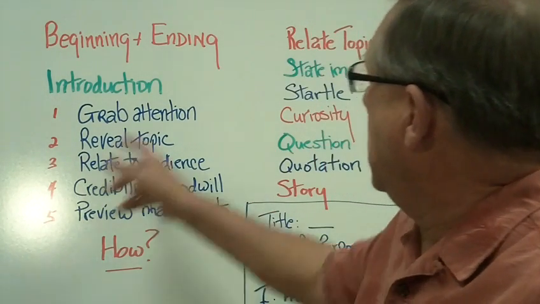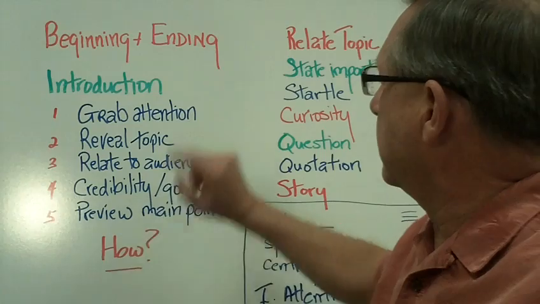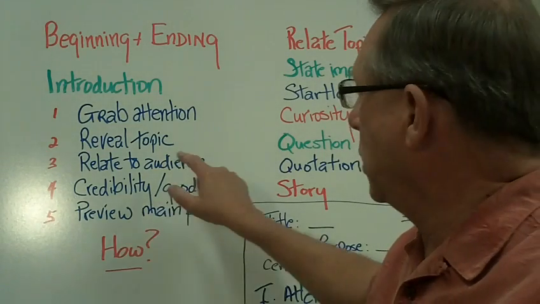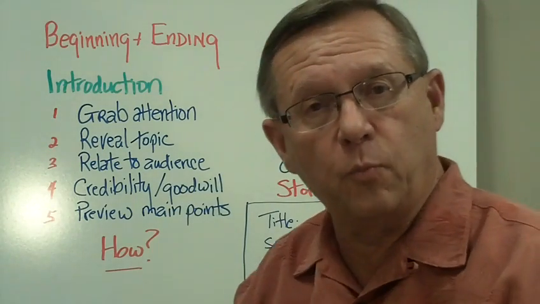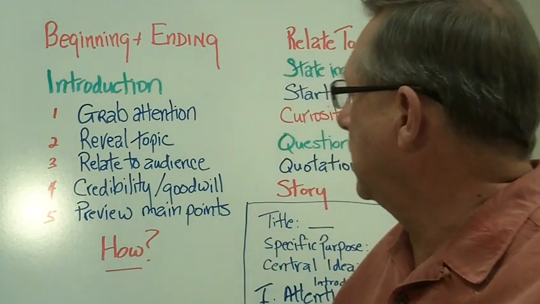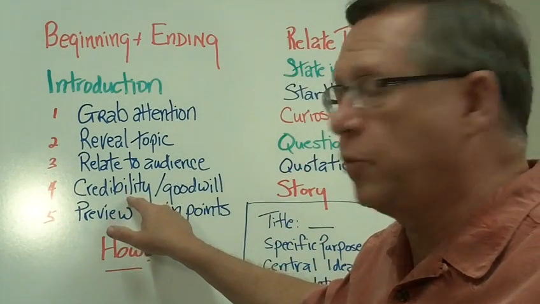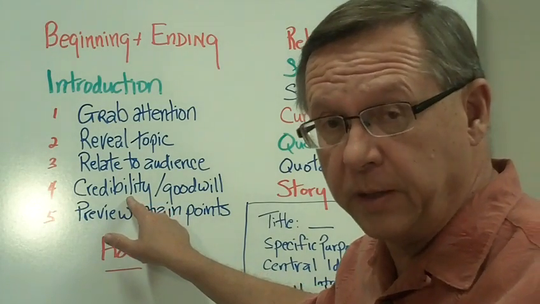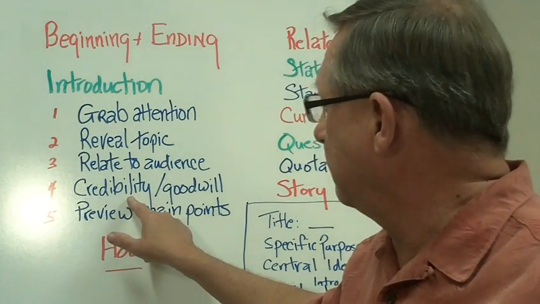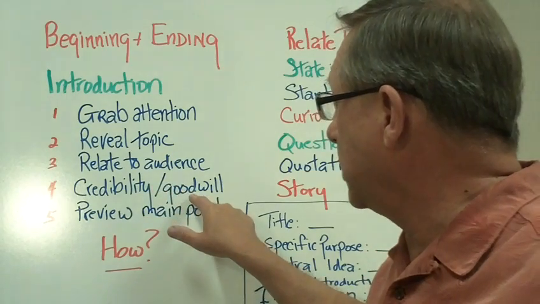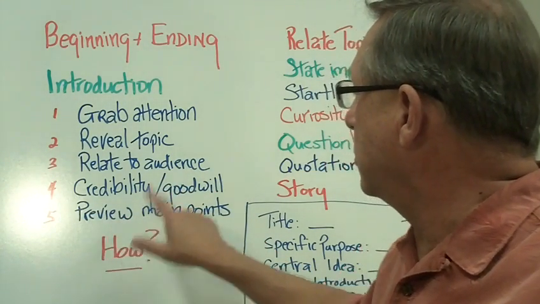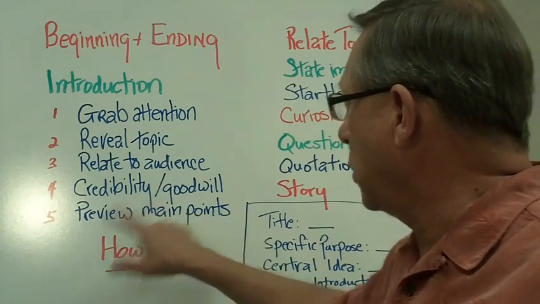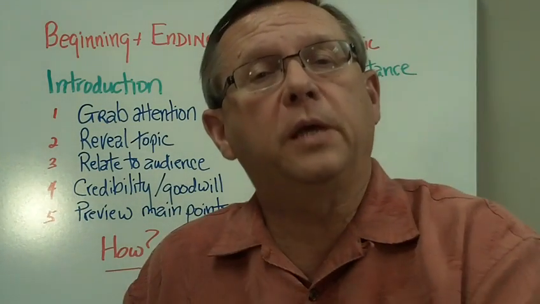speech. The next thing we want to do is reveal the topic. We want to relate the topic to the audience, show them why this is important to them. We want to establish your credibility or why you're qualified to speak on this subject. And in our persuasive speech, establish your goodwill. And then we want to preview the main points. The question is, how do we do that? How do we get attention?